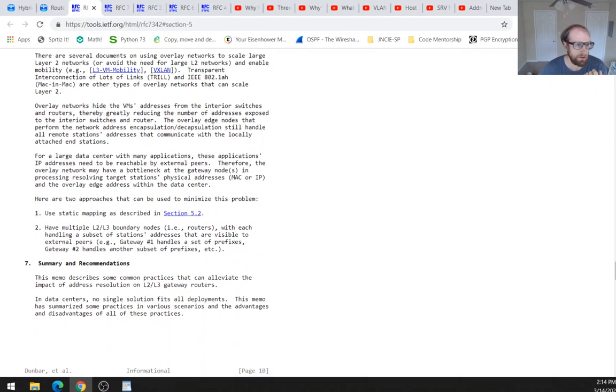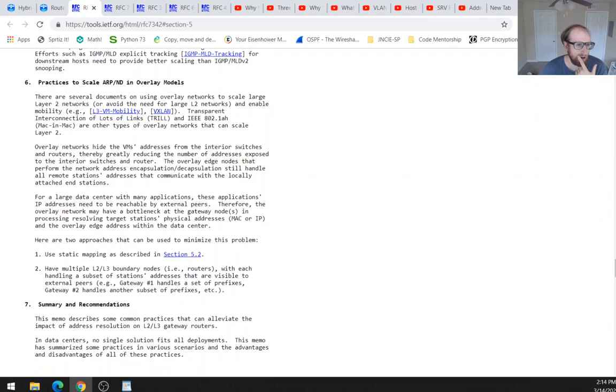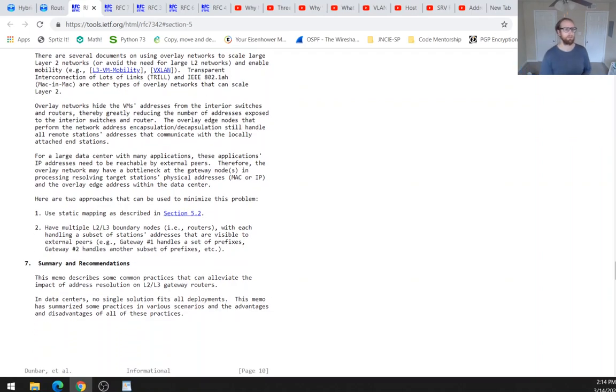Practices to scale ARP/ND in overlay models. There are several documents on using overlay networks to scale large layer 2 networks or avoid the need for large L2 networks and enable mobility. L3 VM mobility, VXLAN. VXLAN is familiar to me. Transparent Interconnection of Lots of Links, TRILL, and IEEE 802.1ah, Mac-in-Mac.